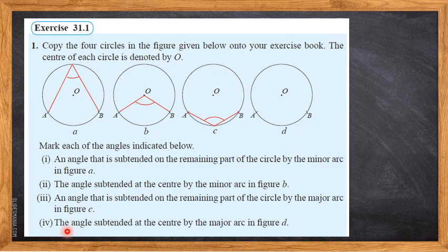Then last one, the angle subtended at the center by the major arc in figure D. Right, again the major arc is the larger part of the circumference. Then join the two endpoints to the center.